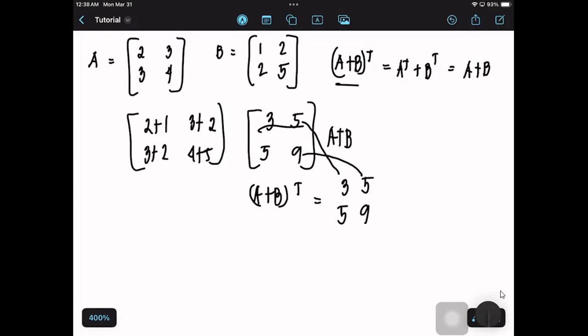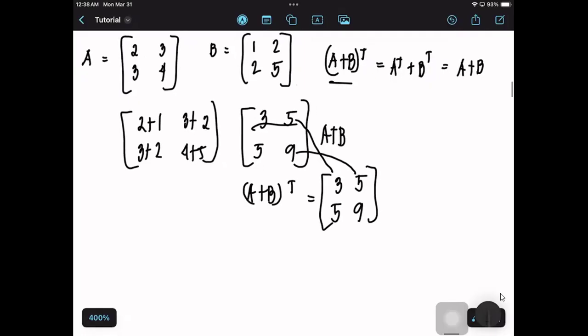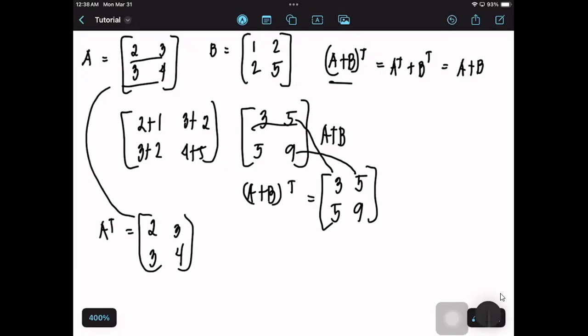Let me walk you through the transpose of A. We'll transpose A, then transpose B, and prove that. For the transpose of A, the first row becomes the first column and the second row becomes the second column, so they are the same. Then for the transpose of B, the first row becomes the first column and the second row becomes the second column. That is still the same thing.